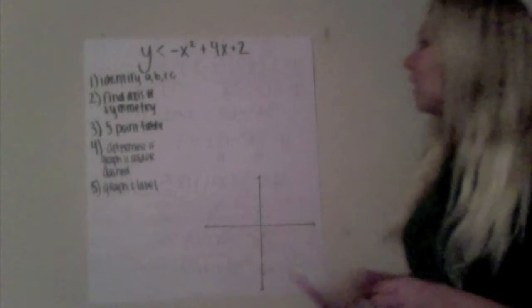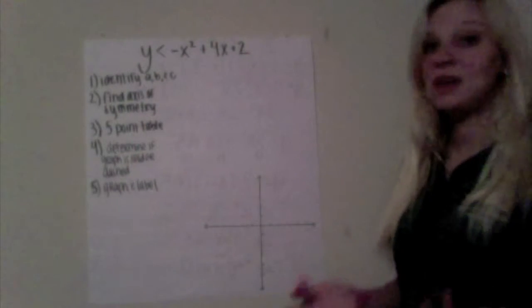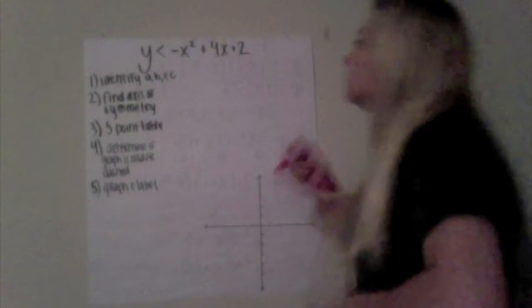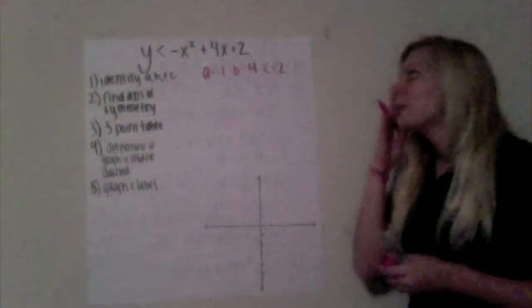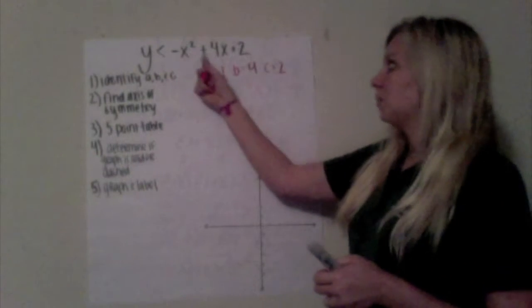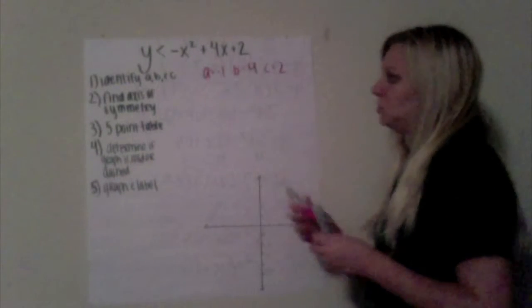So the first thing that we have to do is identify our A, B, and C. Here we have an A that is -1, a B that is 4, and a C that is 2. Because we have -x squared plus 4x plus 2.